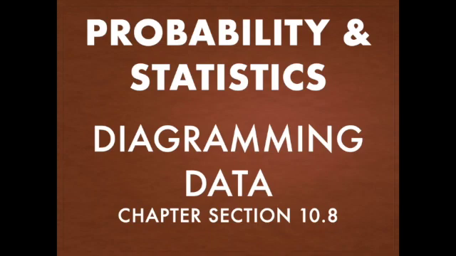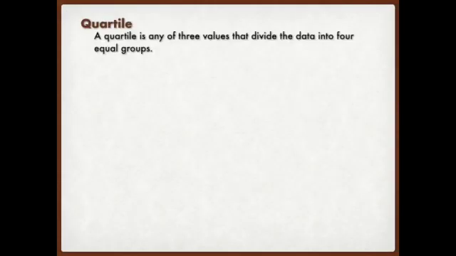For our last section in this chapter of probability and statistics, we're going to focus on diagramming data. There are quite a few definitions that we need to cover. The first is a quartile. Think of quarter or 1/4. A quartile is any of three values that divide the data into, here's the key, 4 equal groups. So we're dividing the data into 4 equal groups.